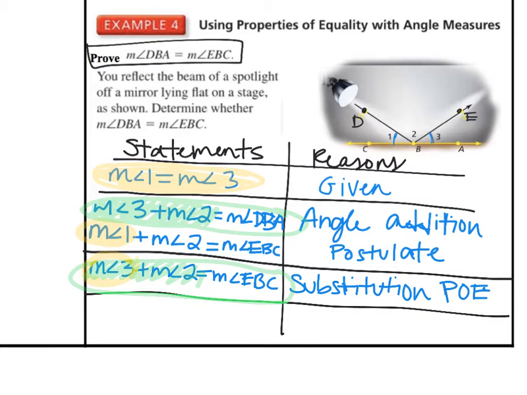You could say transitive or substitution. Either one is good with me. So measure of angle DBA is equal to the measure of angle EBC because of substitution, or you could say transitive, because they have that middle thing in common.